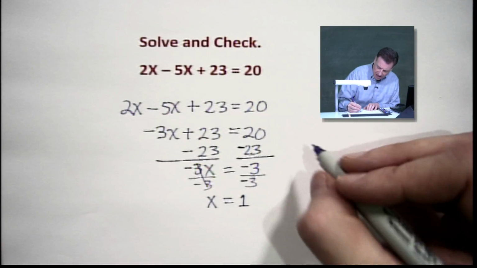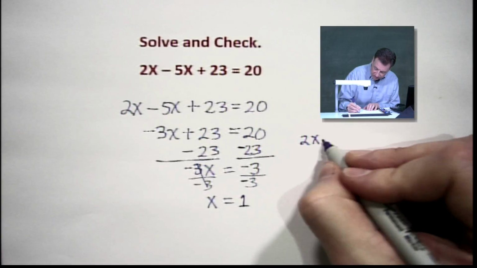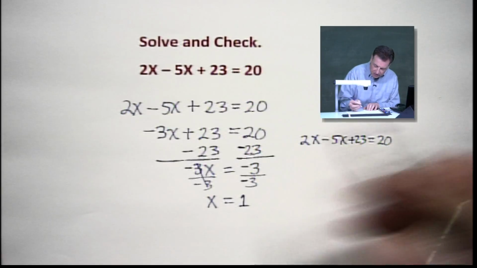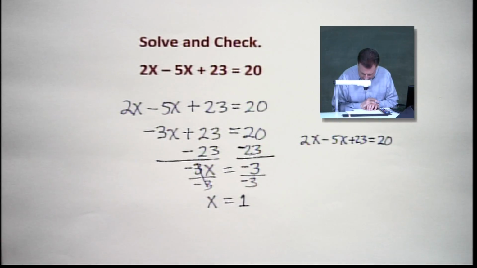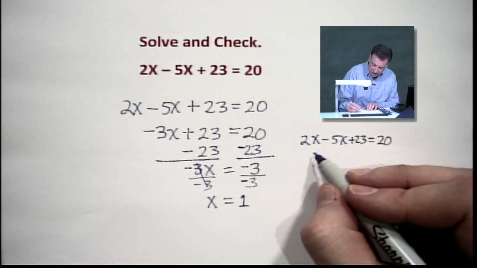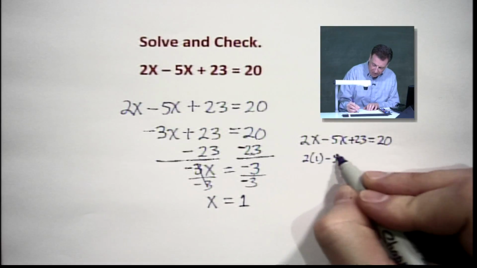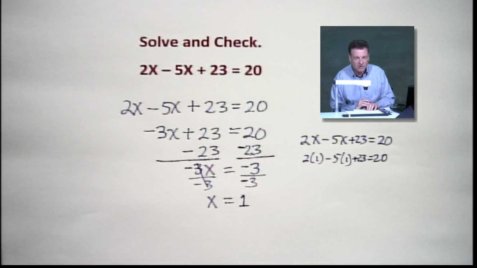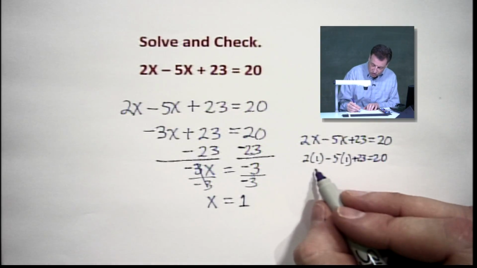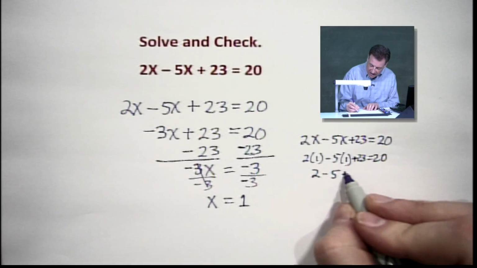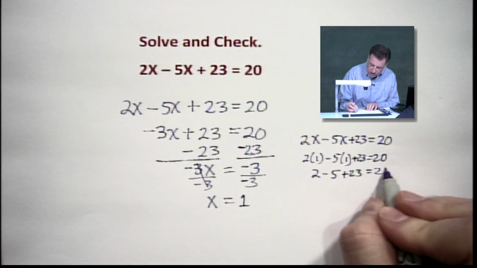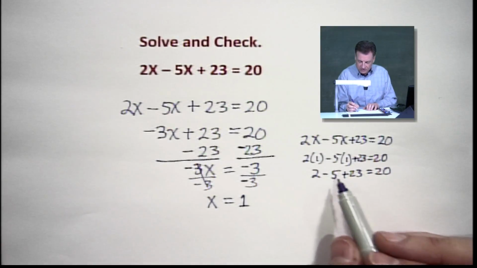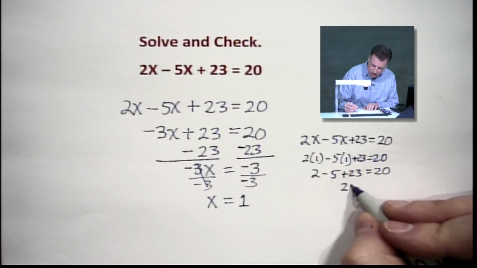Now, let's go back and quick check. I've got 2x minus 5x. And remember, we go back to the original, because some of you might have put the wrong thing right there off the bat, all right? Let's put a 1 in for each of these. So it's 2 times 1 minus 5 times 1 plus our 23, and we should get 20. That's what we're hoping for. So this is going to be 2 minus 5, and then we're going to add 23. The question is, do we come up with 20? Whew, I hope so. 2 minus 5 is going to give me that negative 3. Add that to 23. We are at 20.